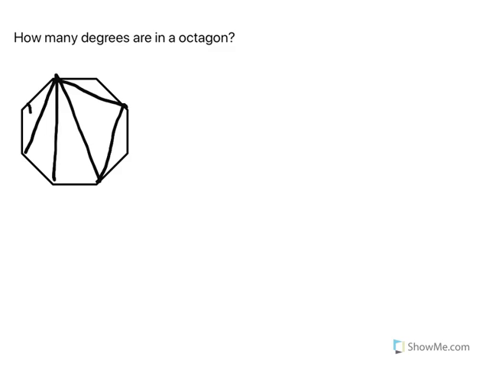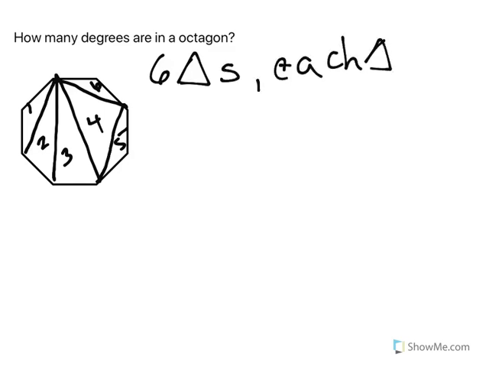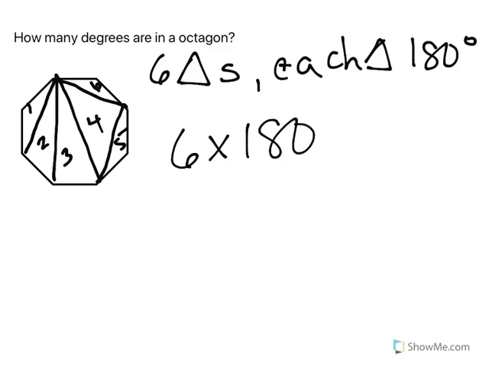So I end up with 1, 2, 3, 4, 5, and 6 triangles. So 6 triangles. Each triangle has 180 degrees. So that's why I'm going to be able to multiply 6 times 180 to get my answer, which is 1,080 degrees.